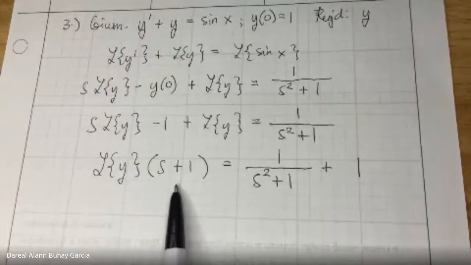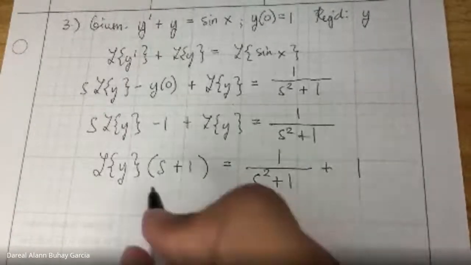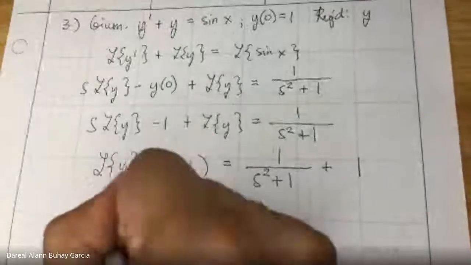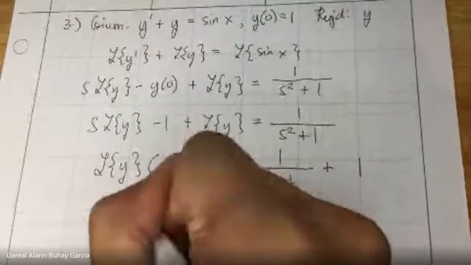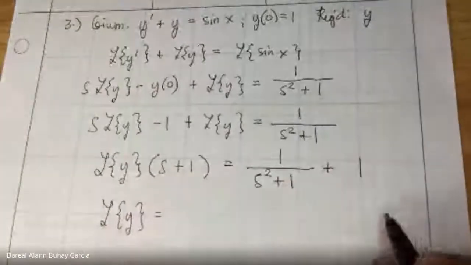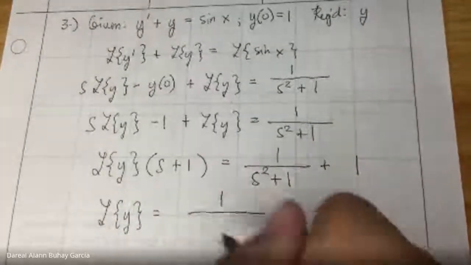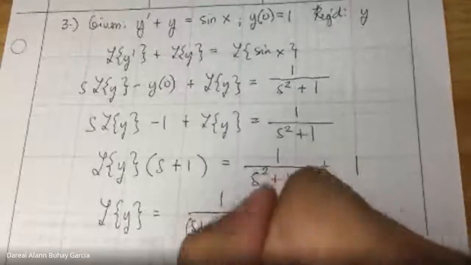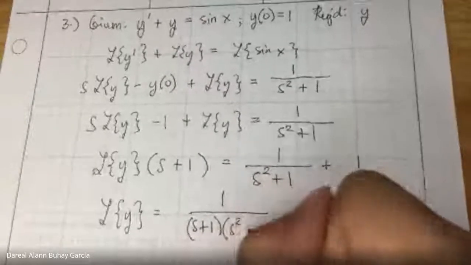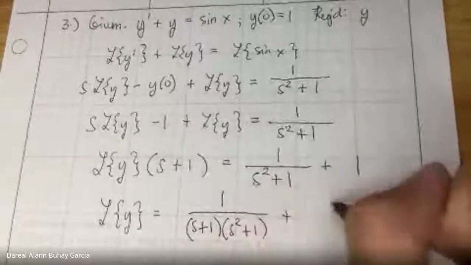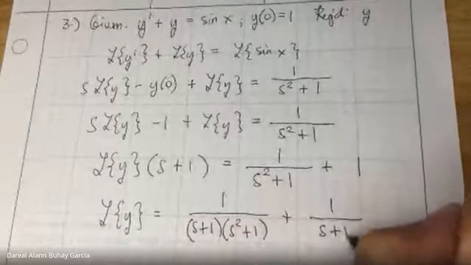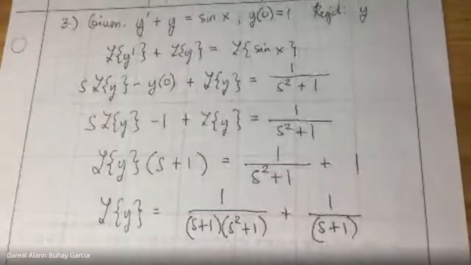Divide all sides by s plus 1. This becomes the Laplace of y is equal to 1 over s plus 1 times s squared plus 1, plus 1 over s plus 1.